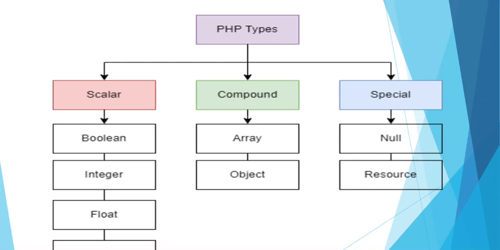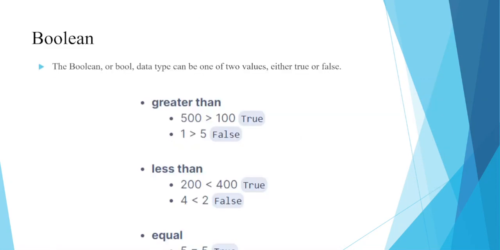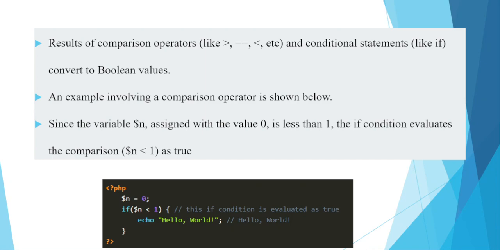Now we are going to see scalar data types elaborately. The first one is boolean. Boolean has two types of values, either false or true. It is determined by some conditions. If the condition is true, the value is 1. If the condition is false, the value will be 0. So true and false are the two values stored under this data type, and the result can be stored according to that.